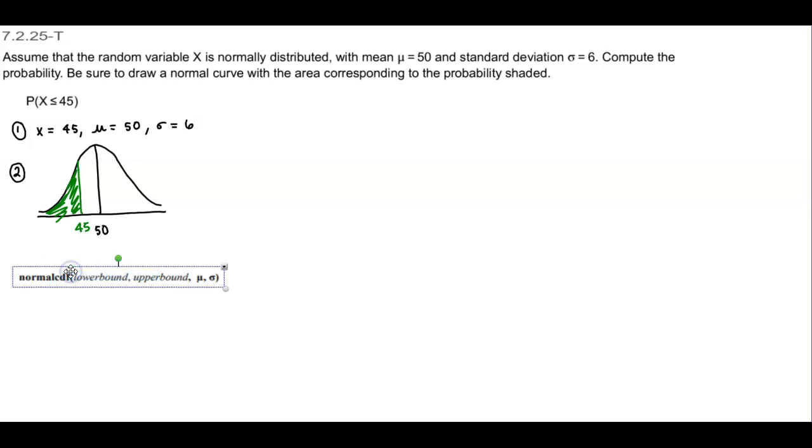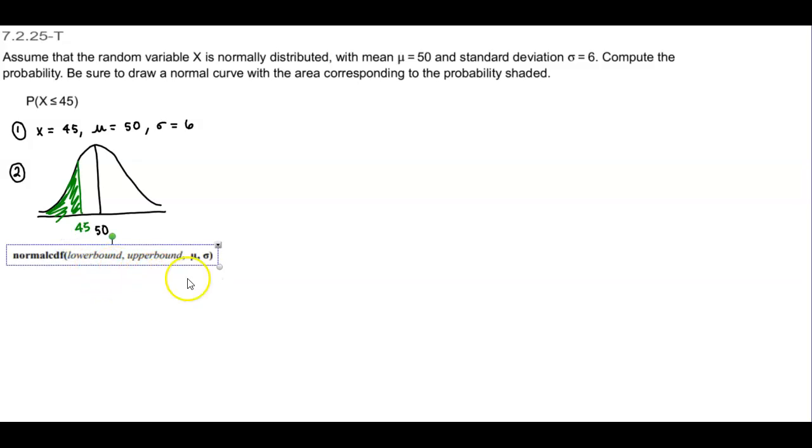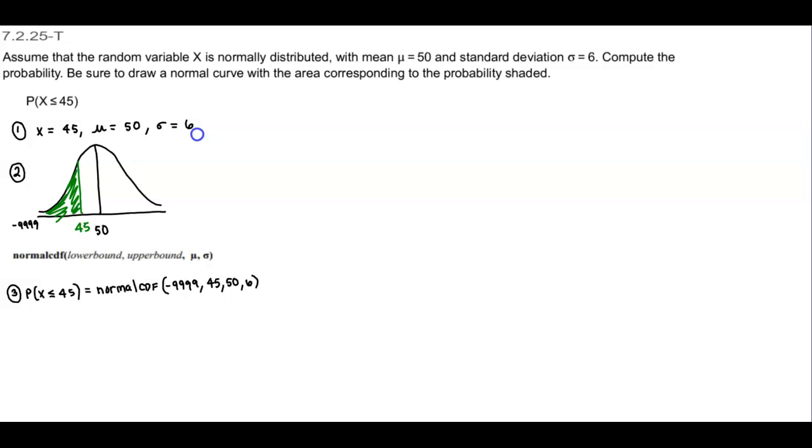So in this example, we're going to use NormalCDF. We have the lower bound, the upper bound. So that means we're going to use the lower bound to be -9999, the upper bound to be 45, the mean to be 50, and the standard deviation to be 6. So if we want to be able to find the probability of x being less than or equal to 45, then that's going to equal normalCDF with the lower bound of -9999, an upper bound of 45, and then a mean of 50 and a standard deviation of 6.